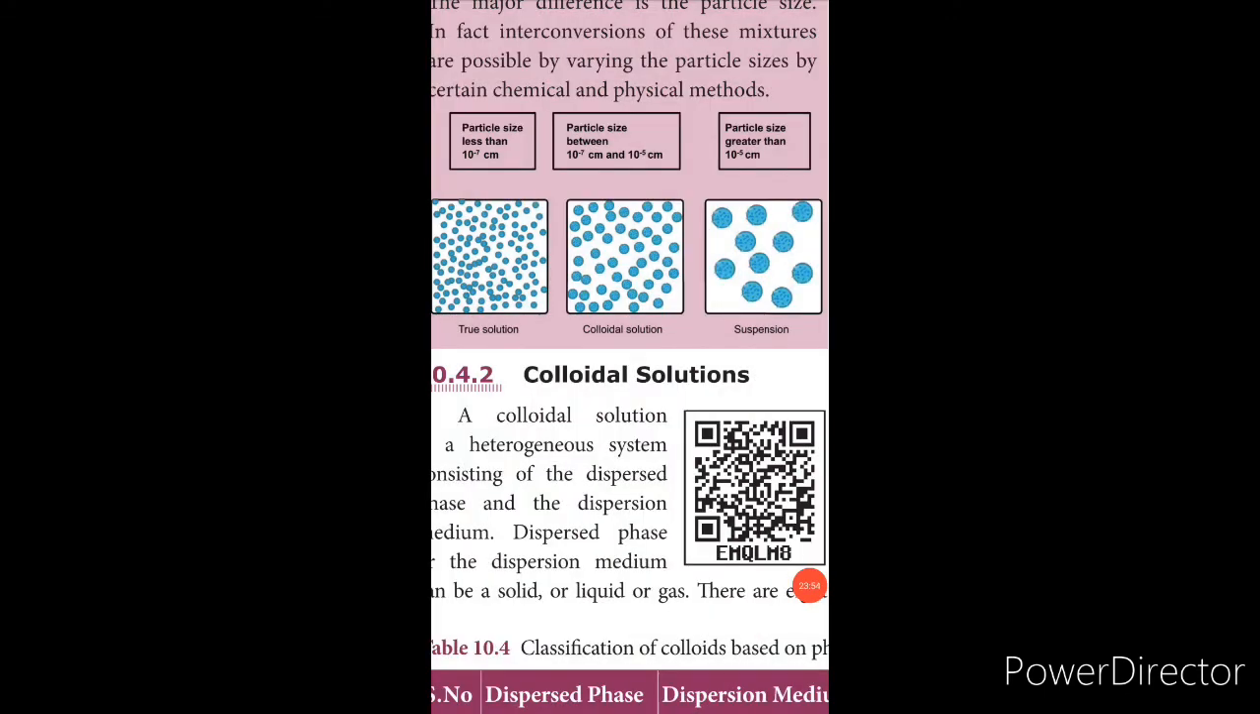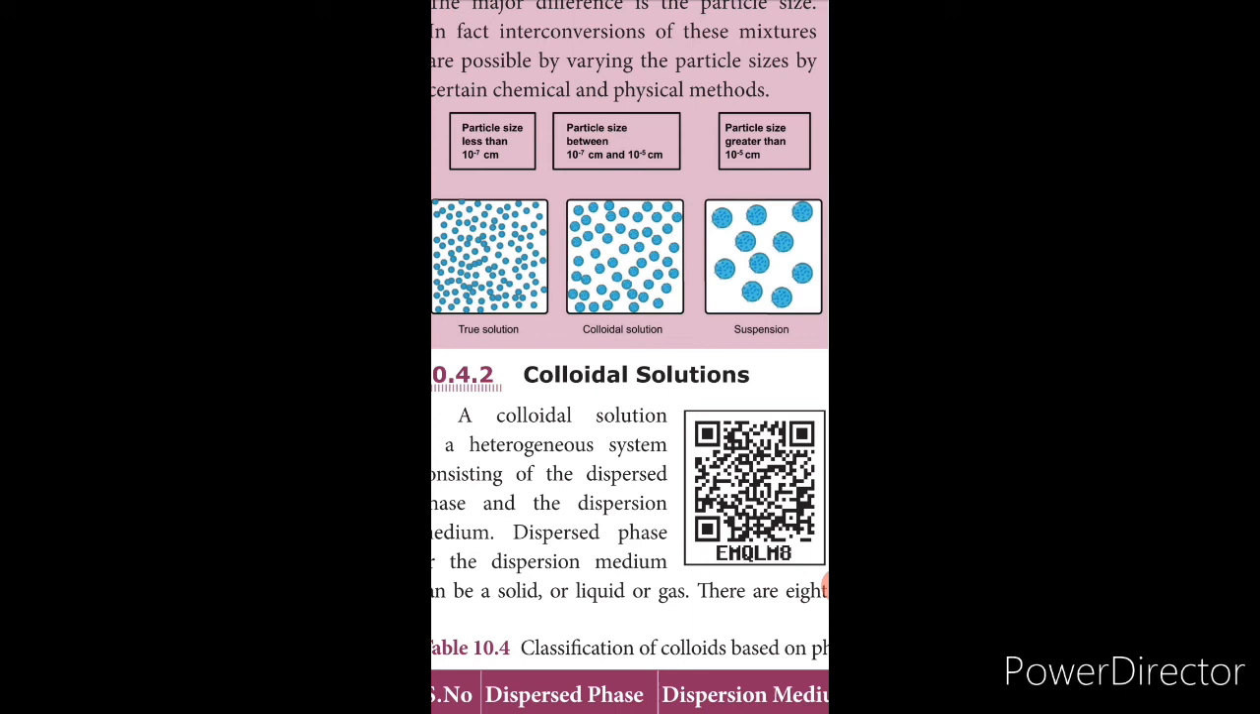Next we'll move to colloidal solutions. Now, a colloidal solution is a heterogeneous solution. You have two phases in this, or you can say it consists of two constituents. One is the dispersed phase and the other one is the dispersion medium. Now what is the dispersed phase, or what is the dispersion medium?